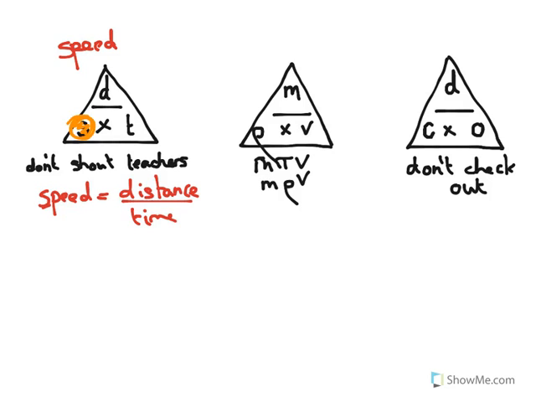Whereas if I'd wanted to know what the distance had been, I'd have covered over the distance with my finger, and I'd have looked at what's left in my triangle. The distance is the same as speed times the time. So we can use this technique to cover over the one that we want with our finger and actually write that one. Distance, cover over distance with our finger, and look at what's left. What's left is speed times time. And it works for all sorts of things.